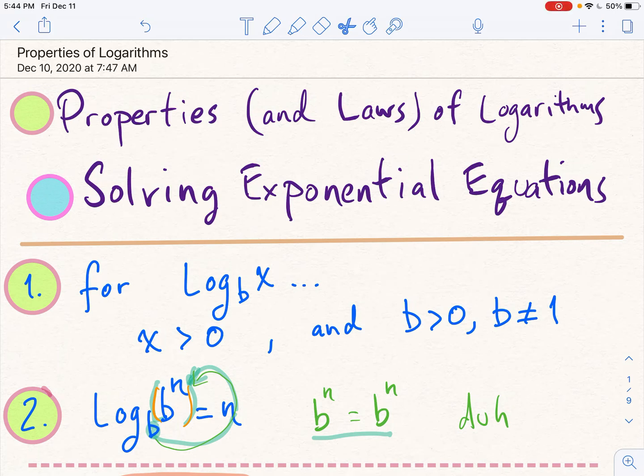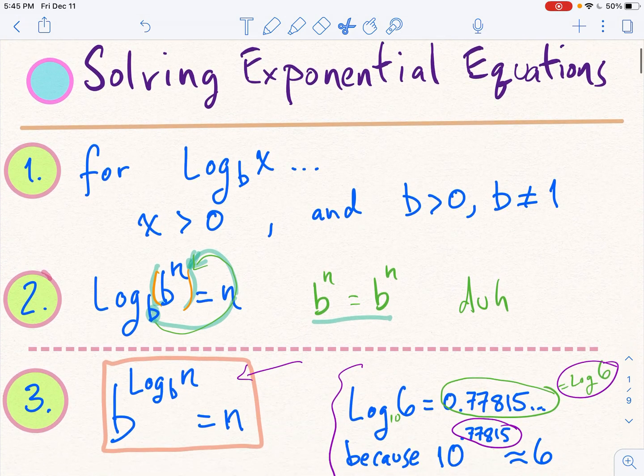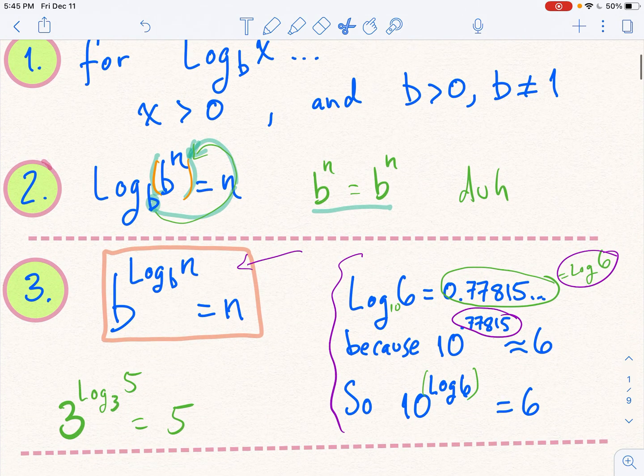Alrighty, so I'm going to run through pretty much the whole package of notes here about properties and laws of logarithms. All right, let's see. So the first little definitions of logs are right there. The argument has to be greater than 0, and the base also has to be greater than 0, but not equal to 1.